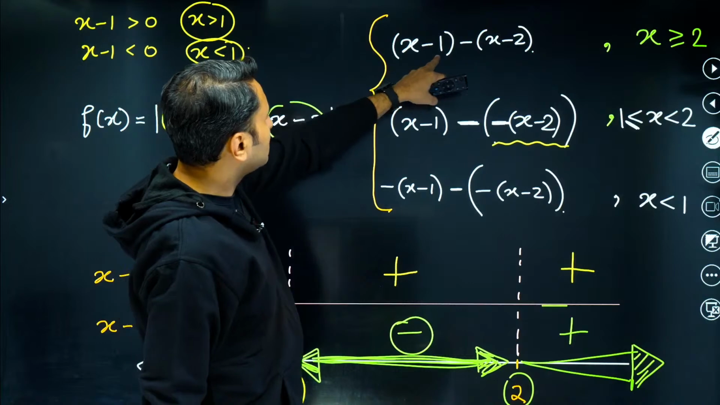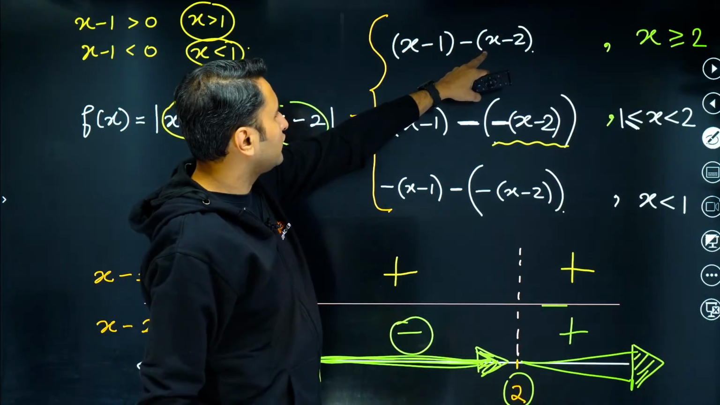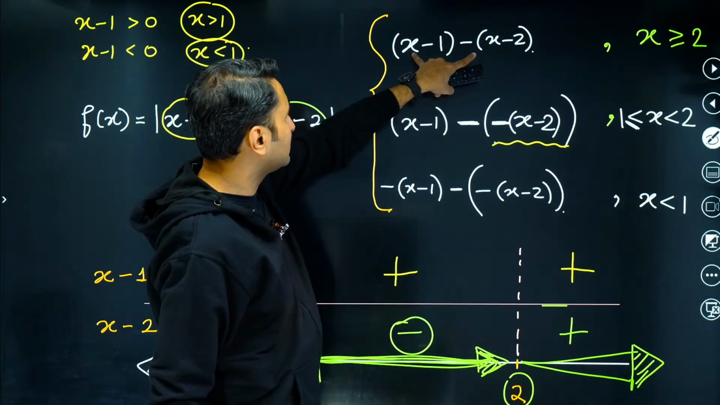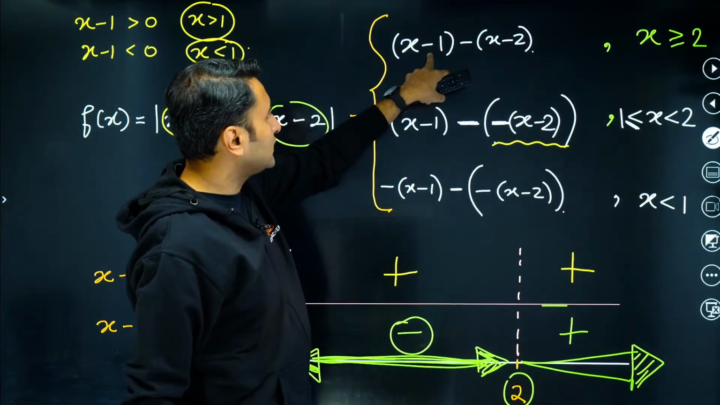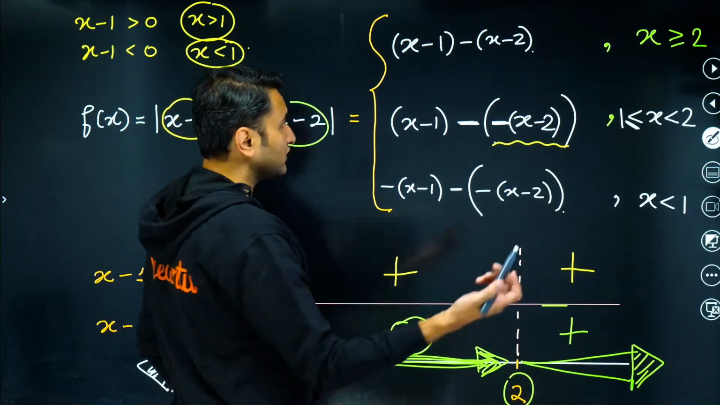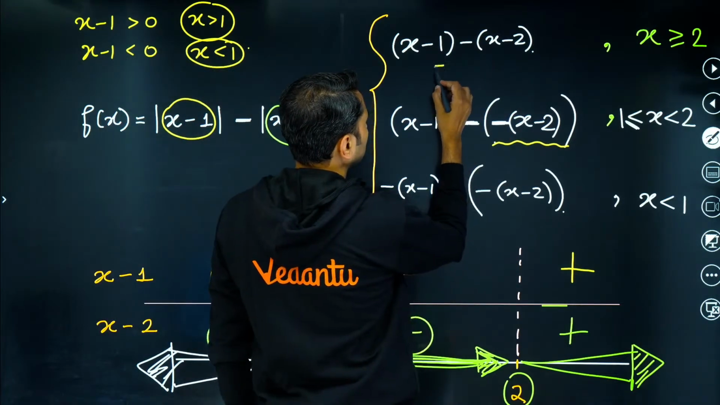This will be x minus x, it will get cancelled out. X and x cancel out. Minus minus plus 2 minus 1. I think it should be 1. You can check it. I think this is 1.